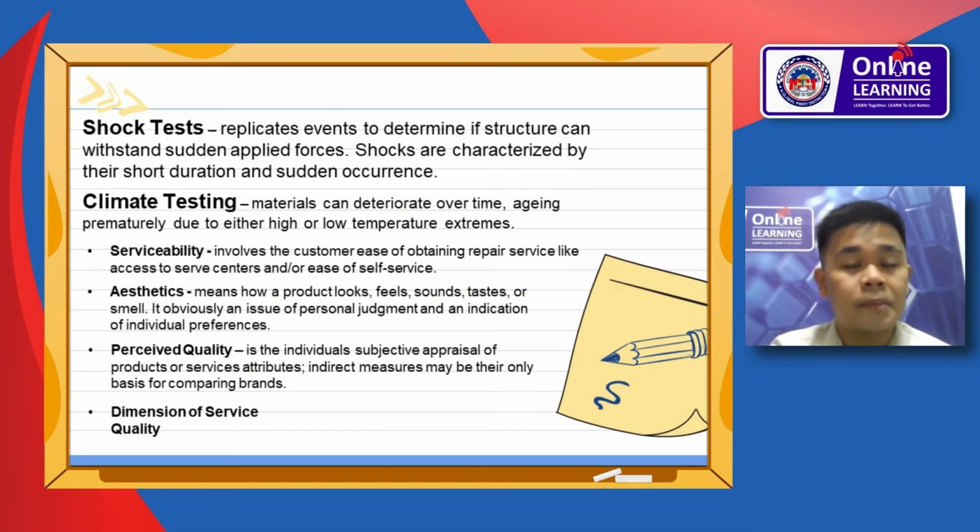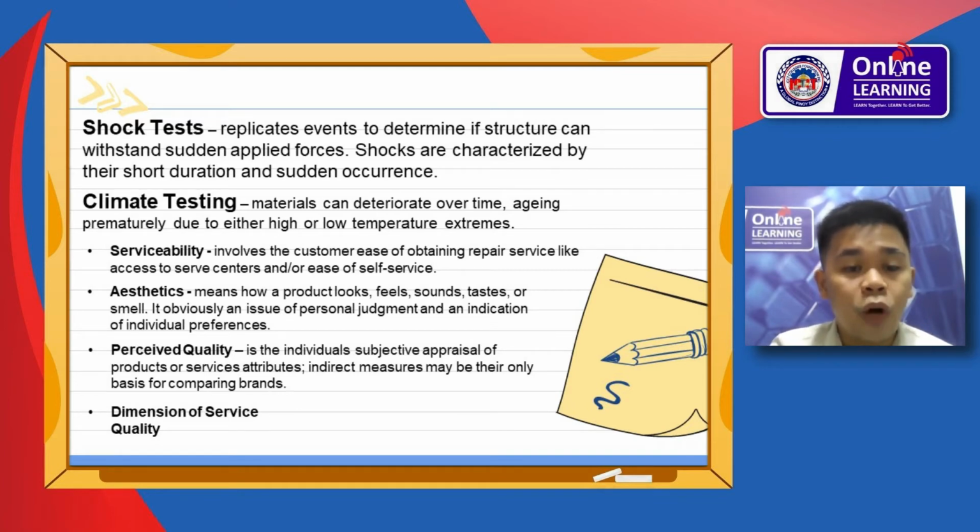Then for the shock test, it replicates events to determine if the structure can withstand suddenly applied forces. Shocks are characterized by their short duration and sudden occurrence. For climate testing, materials can deteriorate over time, aging prematurely due to either high or low temperature extremes.